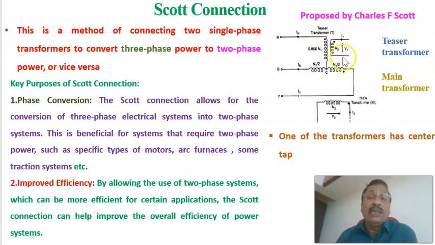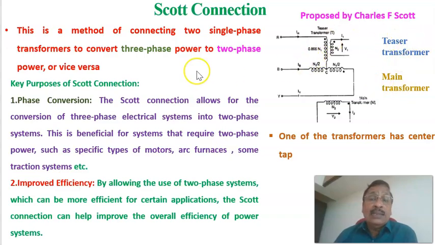What we are going to explain is the method of how we can convert a three-phase power into a two-phase power. Therefore, there are two transformers as such, and we'll be seeing later. One we call the main transformer, and the second one we call the teaser transformer. Therefore, the main transformer and teaser transformer.